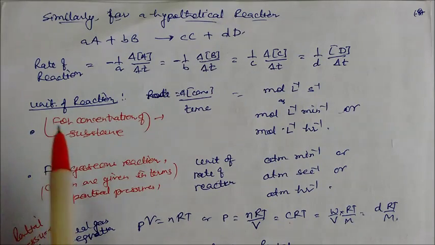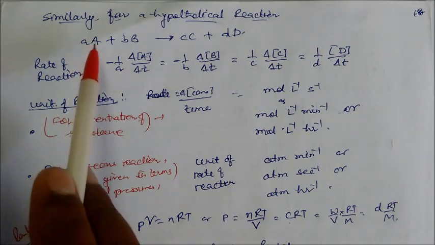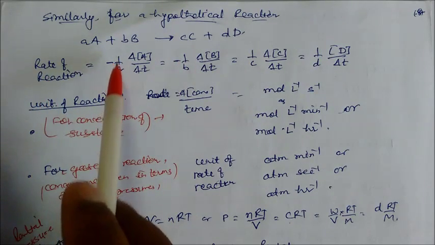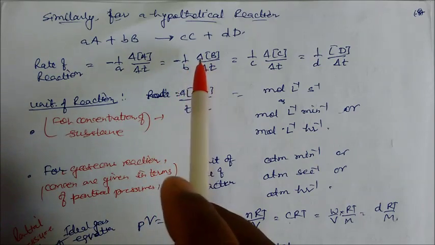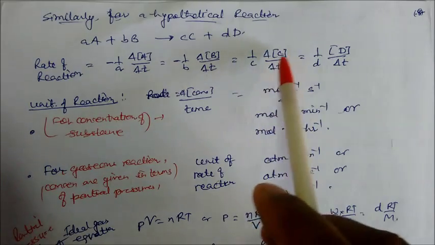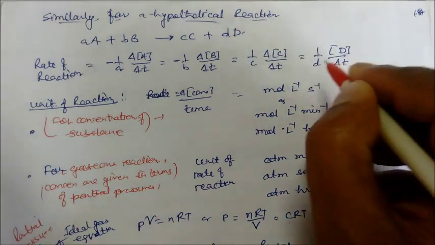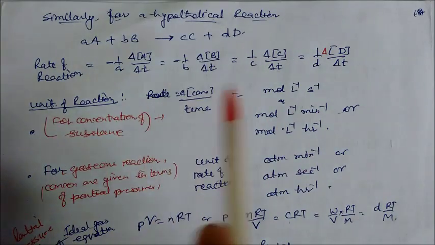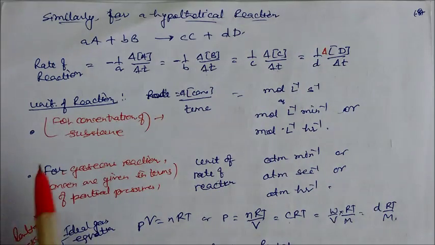Similarly, for any hypothetical reaction, A and B giving C and D, the rate of reaction will be minus 1 by a into change in concentration of A by delta t, equal to minus 1 by b into change in concentration of B by delta t, equal to 1 by c into delta C by delta t, equal to 1 by d into delta D by delta t. Here I am missing delta, let me write it. So we can write this for any general reaction. I hope that now you have fully understood the rate of reaction.